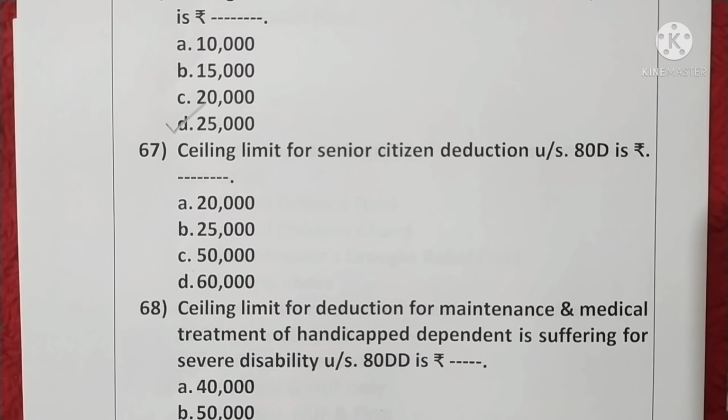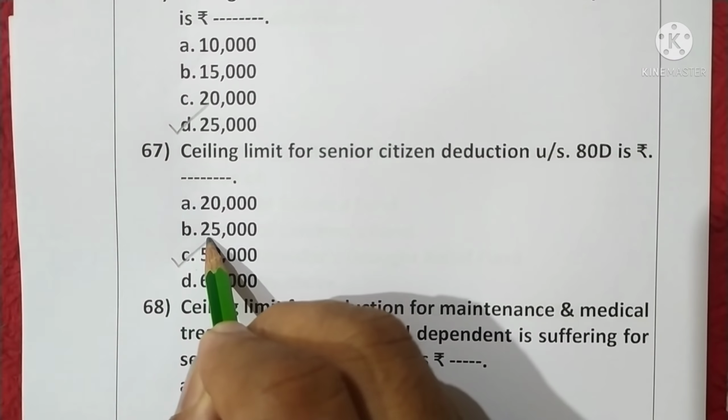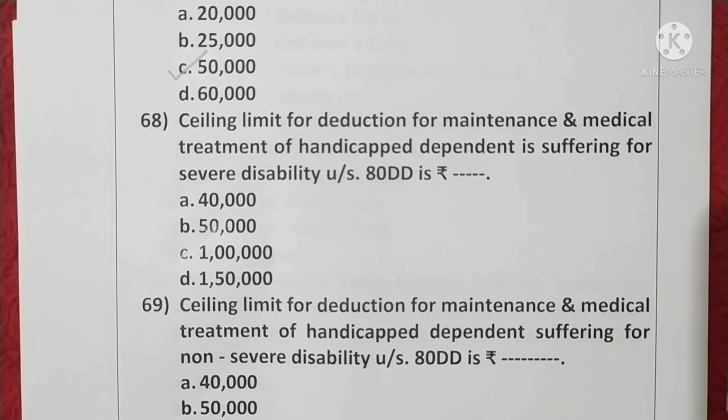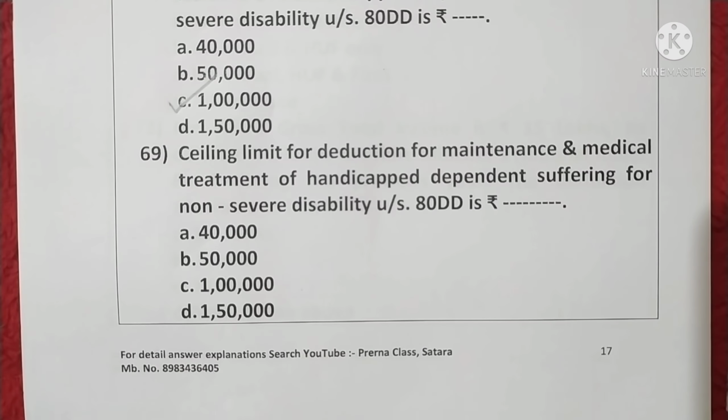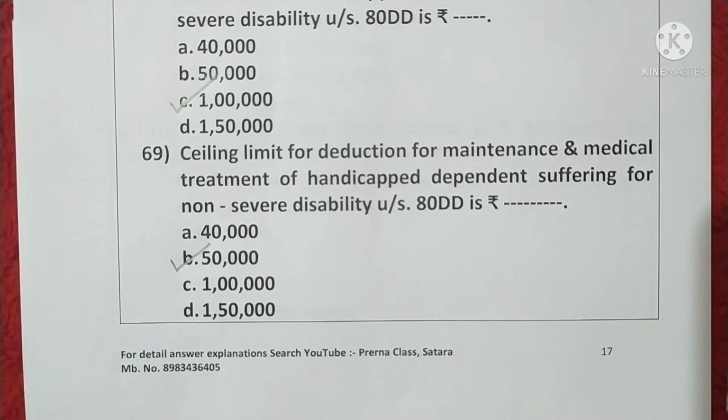Question 67. Ceiling limit for senior citizen deduction under section 80D is rupees 50,000. Option C is correct one. Question 68. Ceiling limit for deduction for maintenance and medical treatment of a handicapped dependent suffering from severe disability under section 80DD is rupees 1 lakh. Here, option C is correct one. Question 69. The ceiling limit for deduction for maintenance and medical treatment of a handicapped dependent suffering from non-severe disability under section 80DD is rupees 50,000. Option B is correct one.